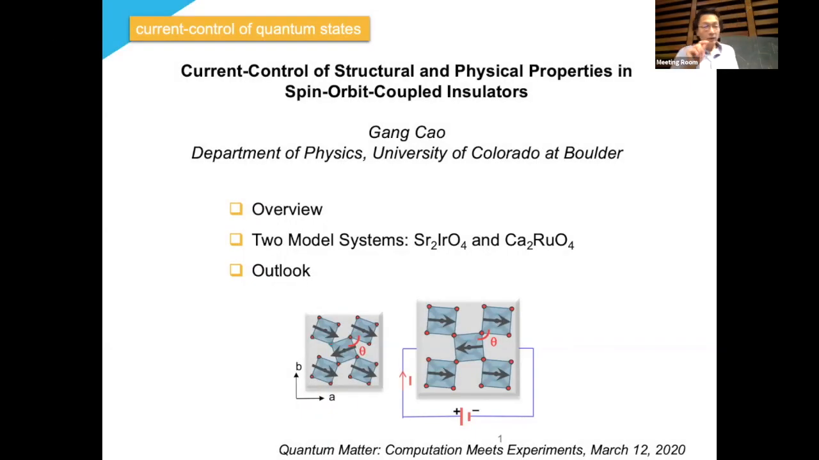Okay, so I'm going to talk about the electric current control of structure and the physical properties in some 4D and 5D transition metal oxides. First, I'm going to give you a very brief review, emphasizing some of the relevant features of these materials, and also I'll give you two examples. One is a 5D transition metal oxide, strontium 2 iridium 04. The other is a 4D transition metal oxide, calcium 2 ruthenium 04.